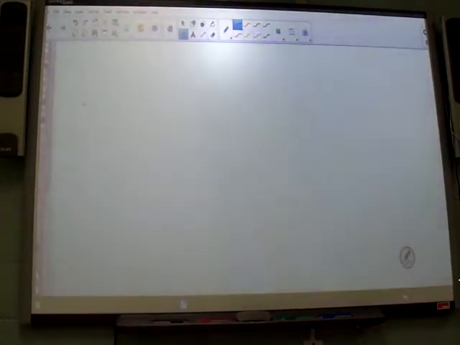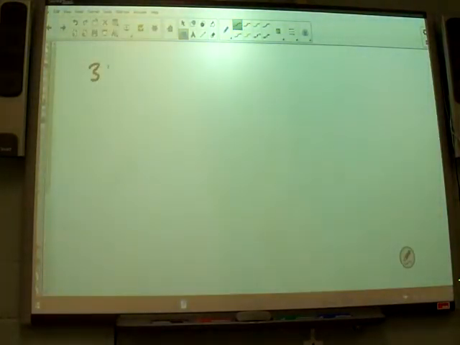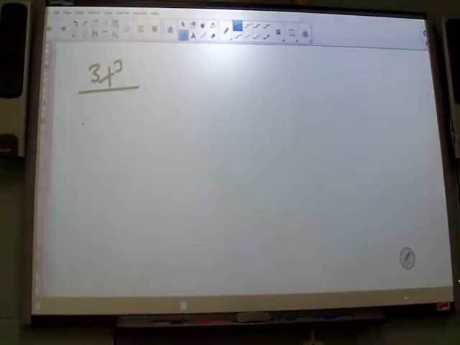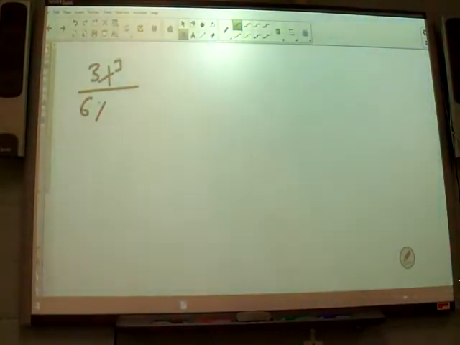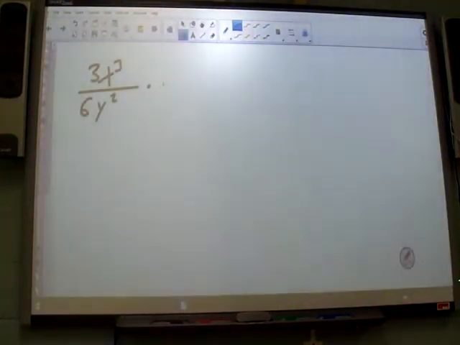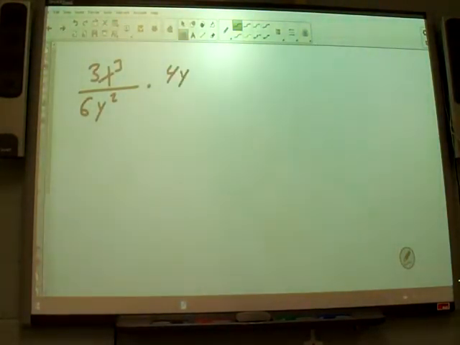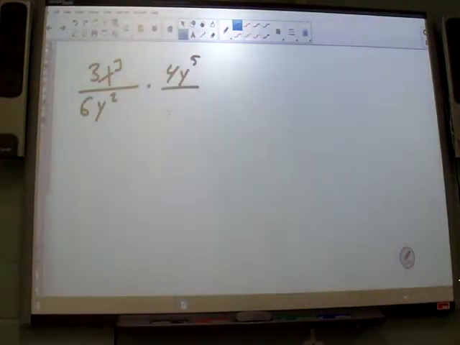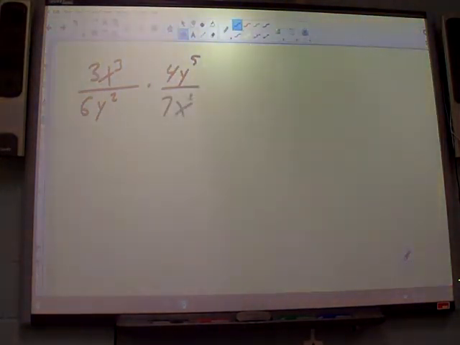All right, let me see here. I've scribbled all over my paper while I was working this out, so I'm trying to decipher what was underneath there. 3x cubed over 6y squared times 4y to the 5th over, is that 7x to the 4th on the bottom? Yes. I scribbled them out as I was working on doing my ninja math.